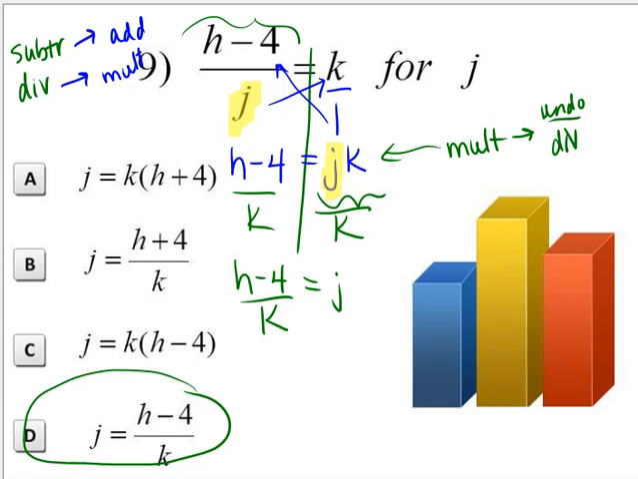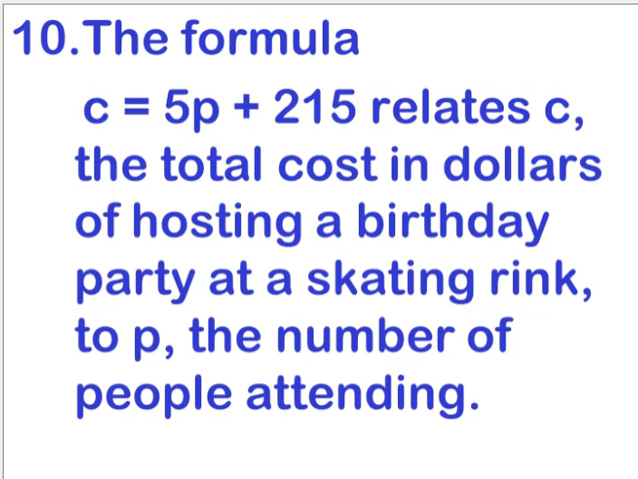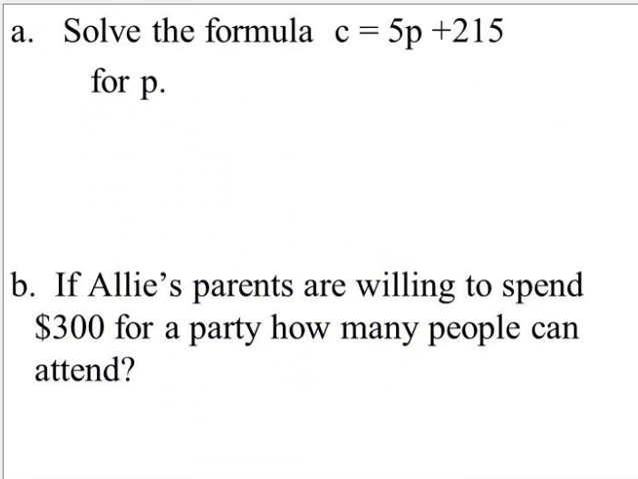The last example I want to talk about is this formula, or this problem. The formula C equals 5P plus 215 relates C, the total cost in dollars of hosting a birthday party at a skating rink, to P, the number of people attending. So then I just give you this formula. We're supposed to solve it first for P.